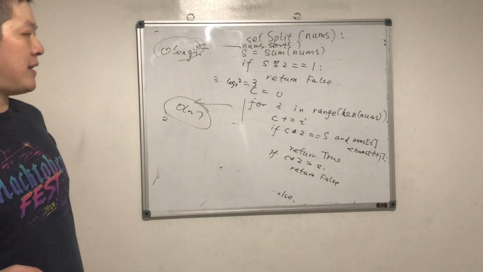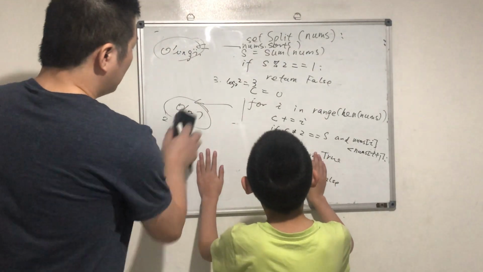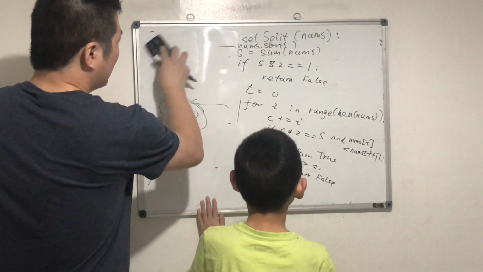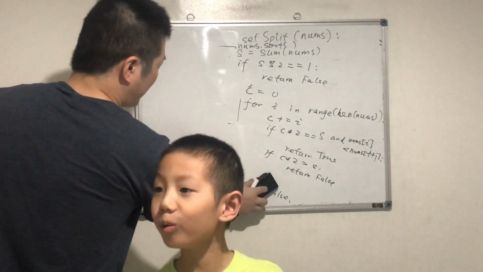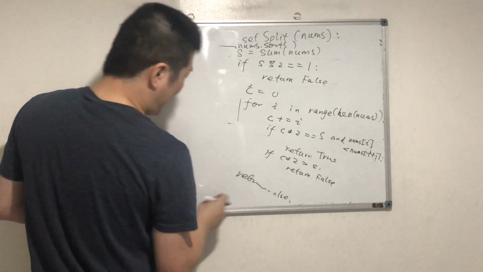What's the space complexity? Do we use extra space? O 1. Yeah, O 1. Come on, O 1. Okay.